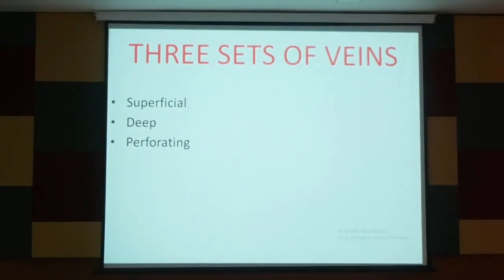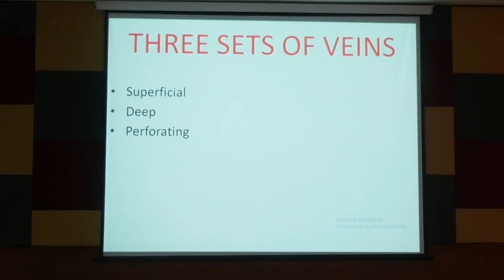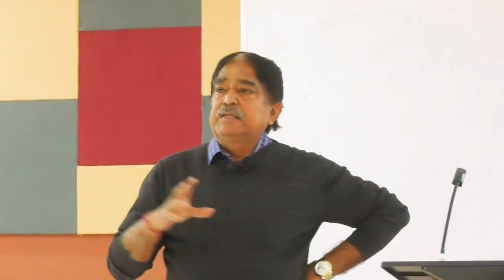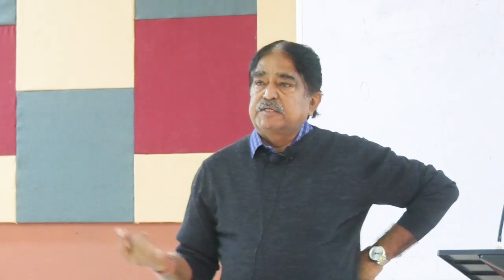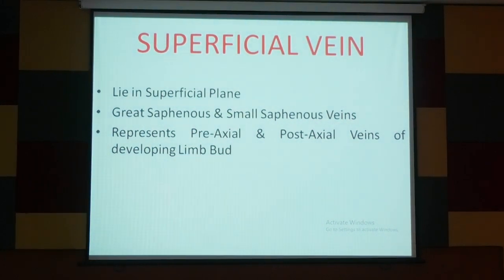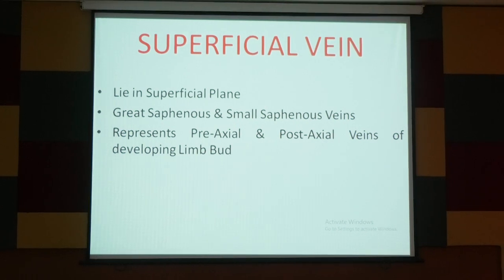Now, three sets of veins are there: the superficial, deep, and perforating. When you dissect the lower limb, you will see the superficial veins just below the skin, then the deep and the perforating. The deep venous system is connected with the superficial venous system by perforators. The superficial veins lie in the superficial plane: the great saphenous and small saphenous veins. If you tie a tourniquet, you will see the great saphenous vein swell up. It also represents the preaxial and postaxial veins of the developing limb buds.